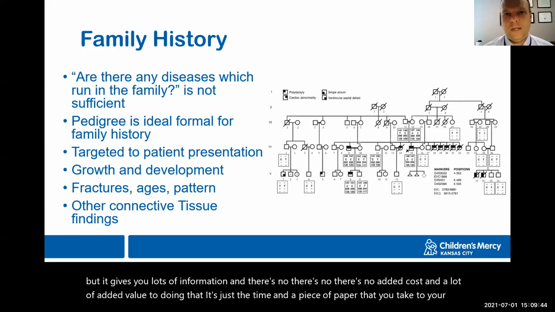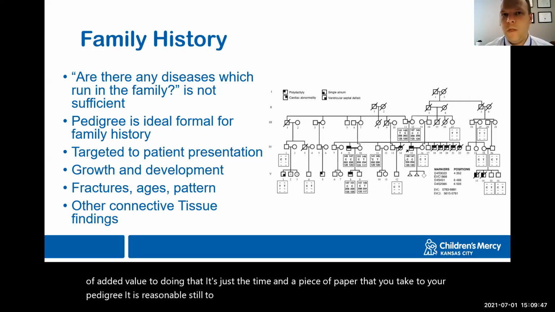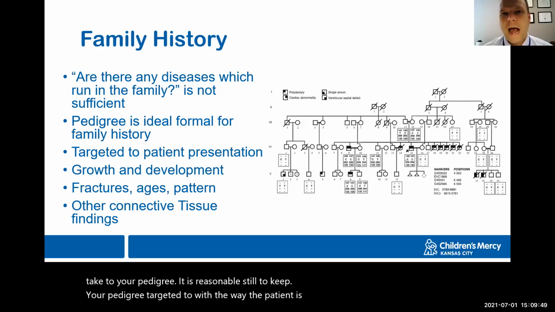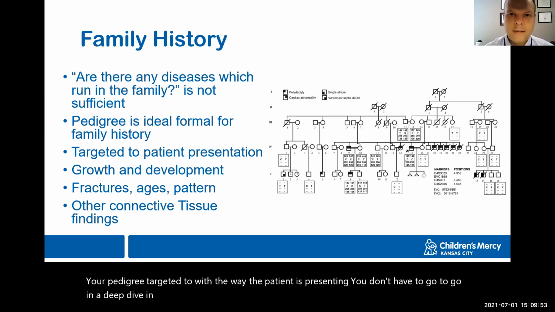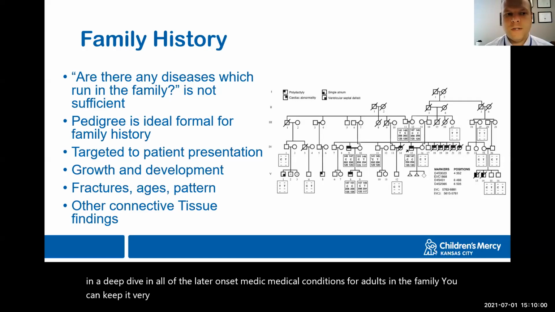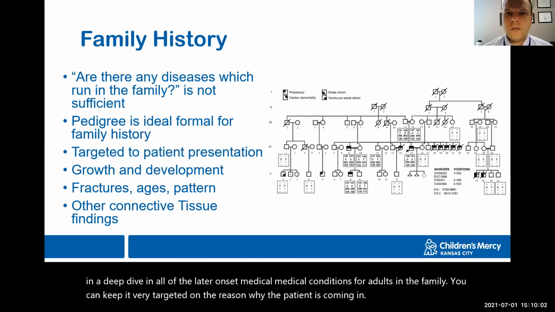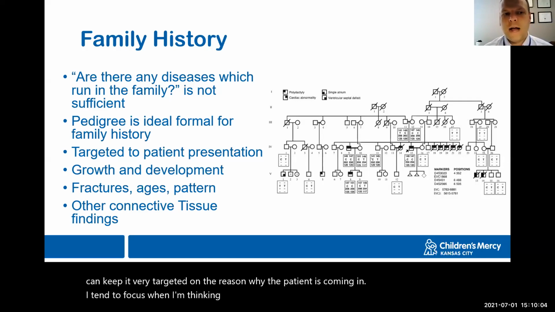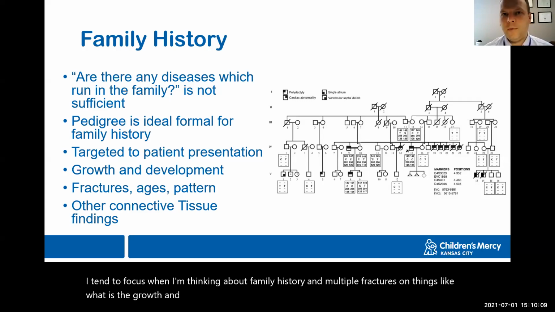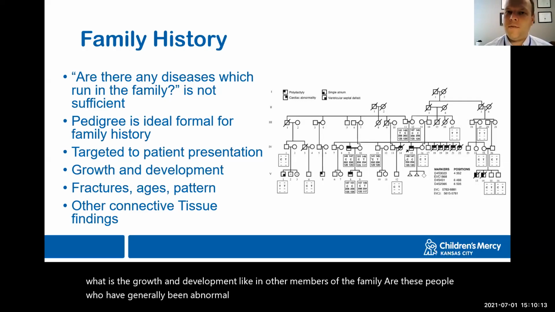It is reasonable still to keep your pedigree targeted to the way the patient is presenting. You don't have to go in a deep dive in all of the later onset medical conditions for adults in the family. You can keep it very targeted on the reason why the patient is coming in. I tend to focus, when I'm thinking about family history and multiple fractures, on things like, what is the growth and development like in other members of the family? Are these people who have generally been of normal stature? Are these people who have a tendency to be either shorter or taller in stature?